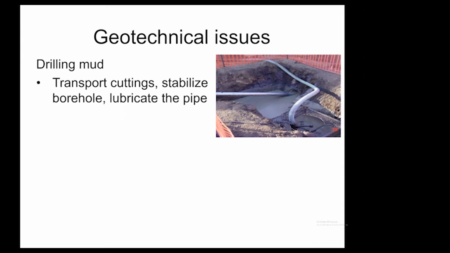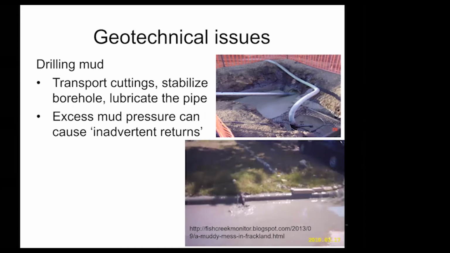It's actually pumped into the borehole at the end of the drill string, at the cutting bit, that steerable bit, and then it's pumped back up to the ground surface, and it carries the cuttings, the soil particles that have been cut from the borehole, back to the ground surface. It stabilizes the borehole so that it doesn't collapse, and it also acts to lubricate the pipe and cool the drill string as it's rotating and there's friction.